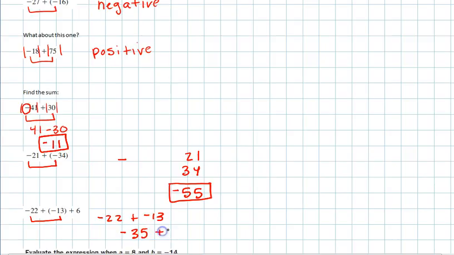Now I'm going to add 6. One's negative, one's positive. The absolute value of 35 is larger than the absolute value of 6, so my final answer is going to be negative. Because they're different signs, I need to subtract. 35 minus 6 is 29. 35 was larger, so my answer is negative 29.